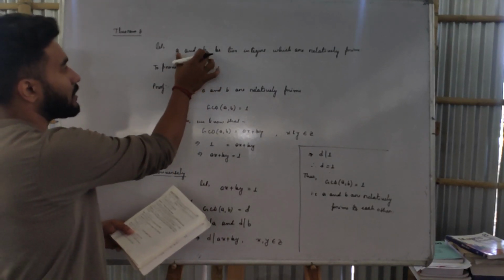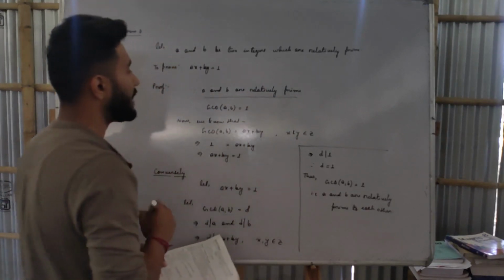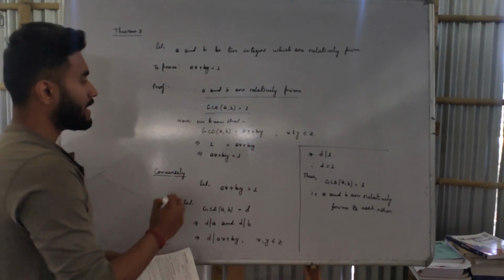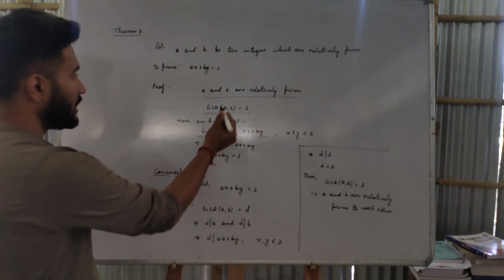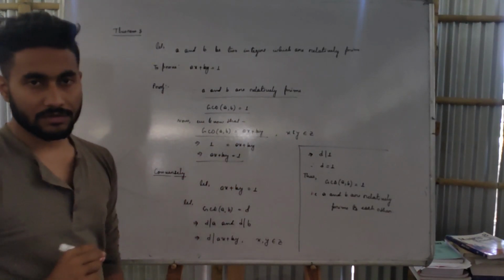So at first we consider A and B to be prime. Then if they are prime, obviously their common factor will be 1. And by theorem 4, GCD of AB is equal to ax plus by. In place of GCD of AB we will put 1. So first part done, ax plus by is equal to 1.